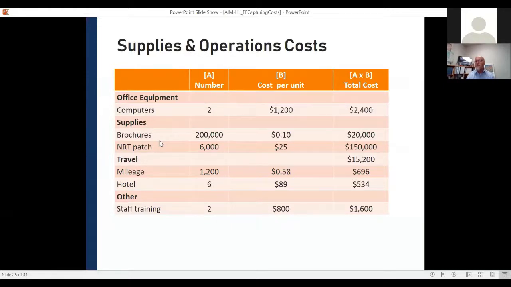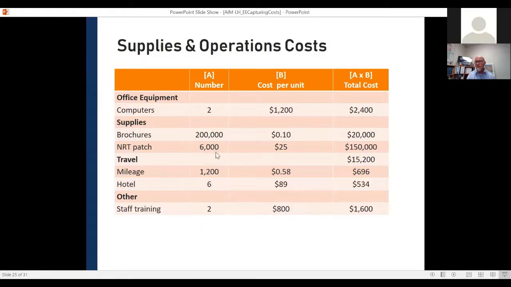We might be using brochures, for example, and initially we might think, you know, they only cost 10 cents each. Is that even worth capturing? Well, if we're giving out 200,000, then yes, it would, because in large numbers, suddenly those 10-cent brochures are having a $20,000 budget impact on us.